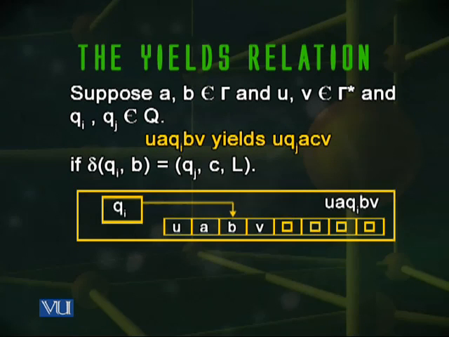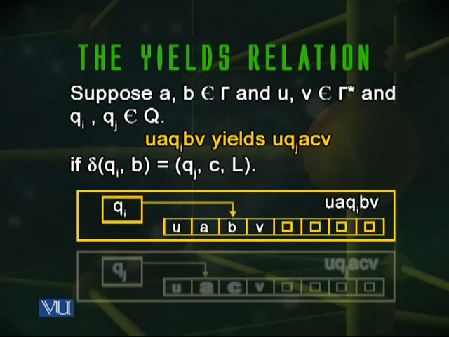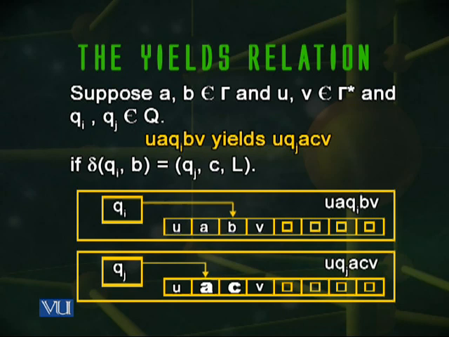This means that if the Turing machine is in state QI and it's reading a symbol B, and the transition function asks the Turing machine to replace that symbol by a C and move left, then the next configuration of this Turing machine will be given by U, QJ, A, C, V. As you can see, in the next configuration, the machine has moved from state QI to QJ. It has replaced the symbol B and moved to the left. Here is a picture of what the yields relation does in this case.